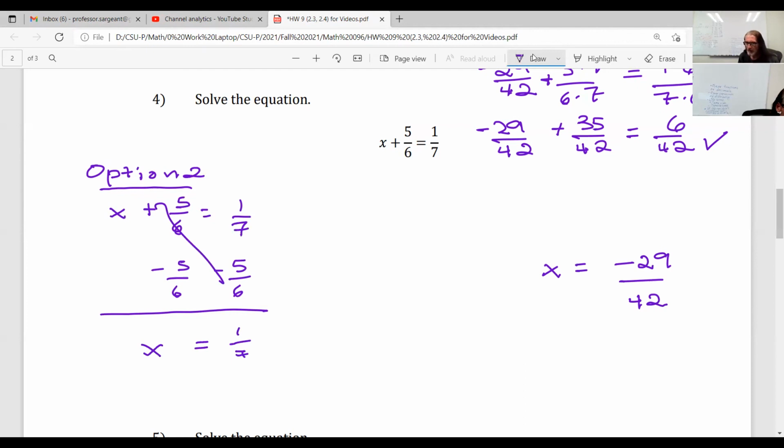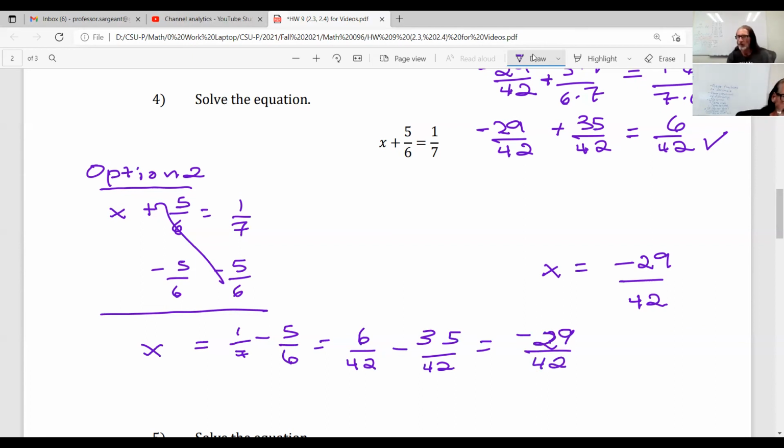minus 5/6. And if I multiply top and bottom of the first one by 6, I'll get 6/42. Multiply the second one top and bottom by 7, and I'll get 35/42. 6 minus 35 would give us negative 29, still all over 42. So the same result. And we've already done a check.